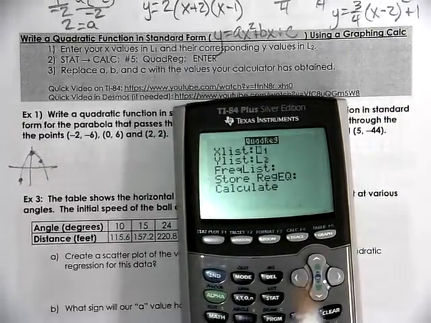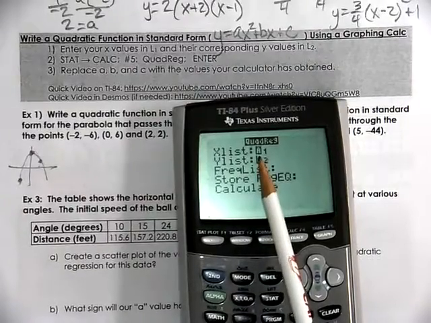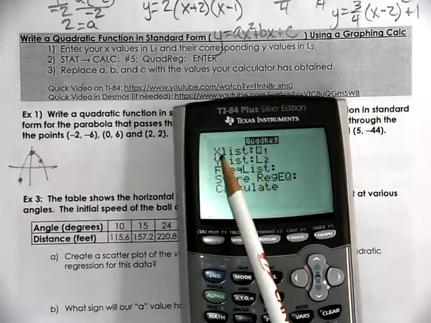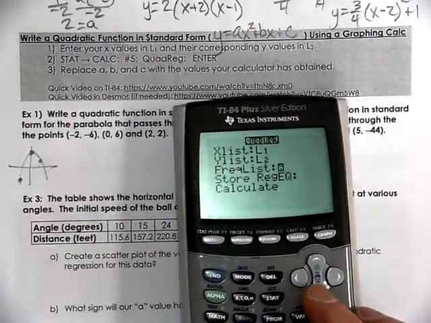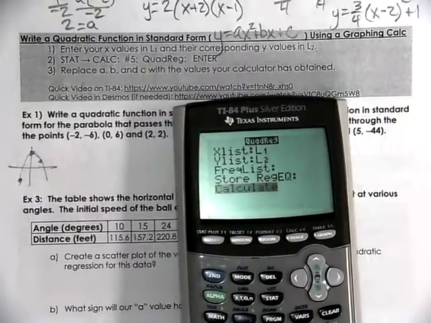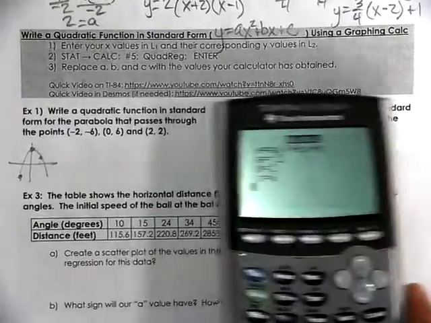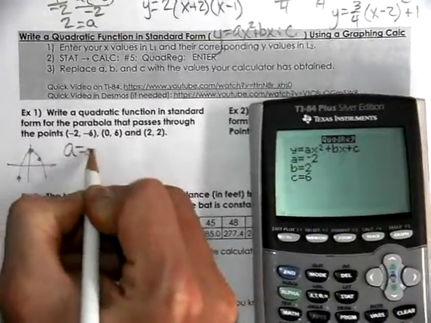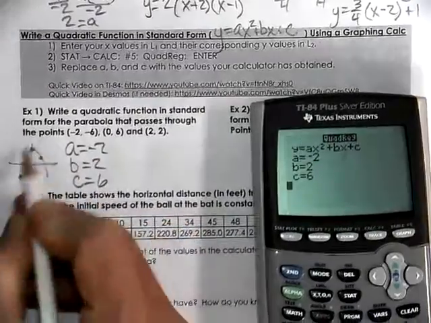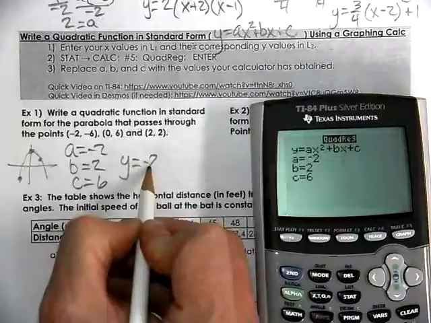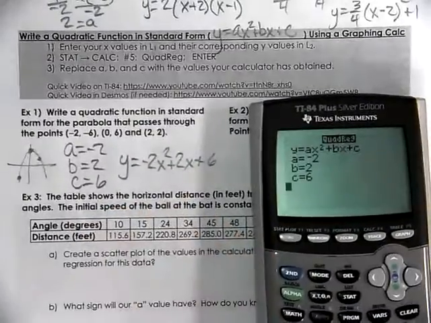Now, your screen might be a little bit different than this screen. Are you putting your X's into L1, and your Y's into L2? Yes, you did. So we're just going to arrow down till we get to calculate and hit enter. And then magic happens, and we know that my a value is -2, which we weren't surprised about. We knew it had to open upside down. So my equation is -2x squared plus 2x plus 6.